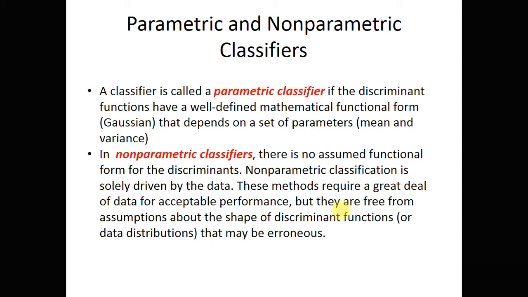Now there are two different types of classifiers, parametric and non-parametric. A classifier is called parametric if the discriminant function has a well-defined mathematical functional form, that is, it can be a Gaussian, that depends on a set of parameters, that is mean and variance. So most of the times we talk about statistical parameters here, so that is the reason why they are called parametric classifiers. There are different algorithms in the classical statistical classifiers or parametric classifiers.